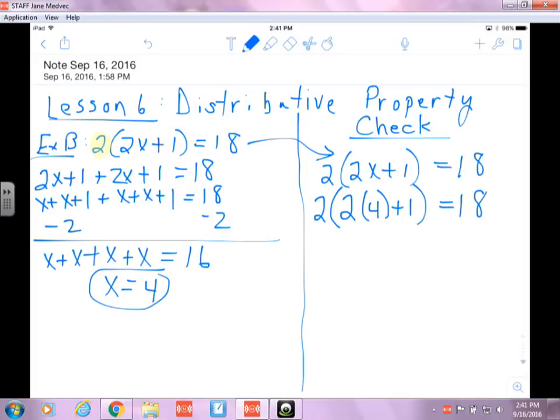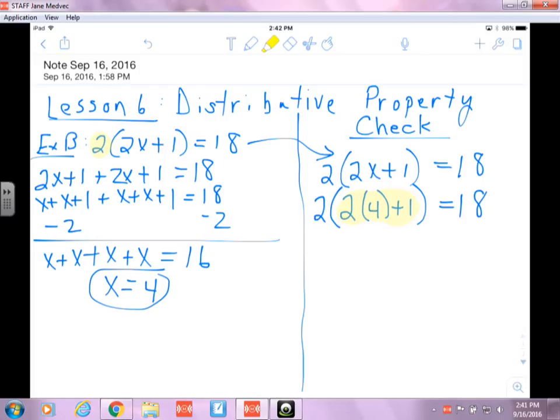See that? So I took out that x and I put in the 4. Now, when I do order of operations, I've got to look inside the parentheses. So I'm looking at this right in here, and I solve what's in there first.